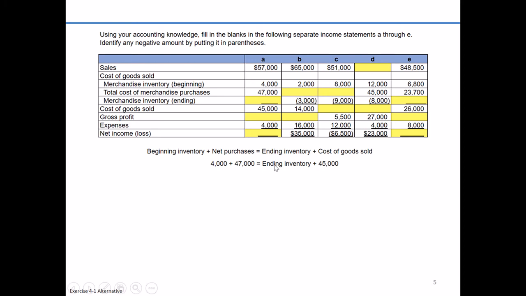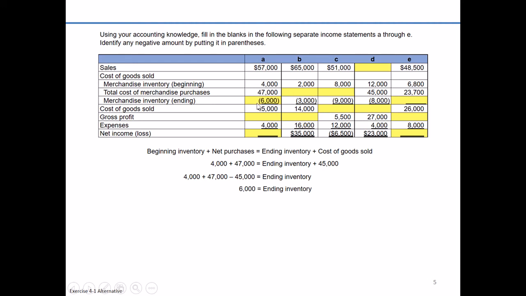We don't know what our ending inventory is, but we do know that our cost of goods sold is going to be 45,000. Again, using the power of algebra, let's move this around and get our numbers on the left-hand side by subtracting out our $45,000 of cost of goods sold from our beginning inventory of 4,000, our net purchases of 47,000. If we subtract out our cost of goods sold of 45,000, we can get that our ending inventory is $6,000, so we can fill that in.